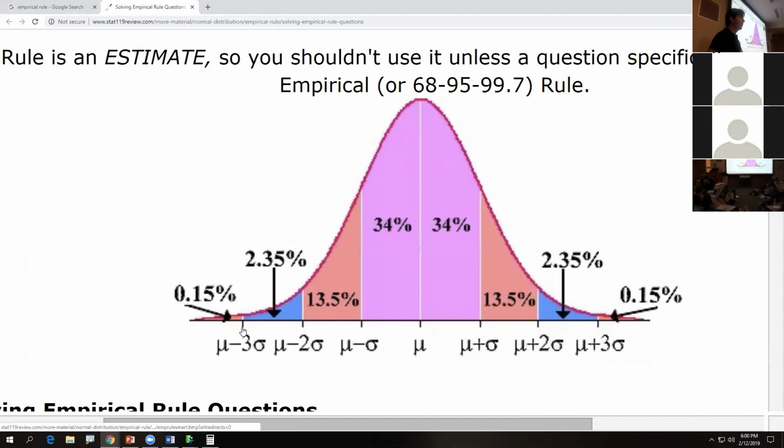Remember, this right here would be the 0.15 percentile, right? How much have we added up at this point? 2.5. How about here? 16. Then the middle point is what? 50. Now let's add 34 to 50, and we get 84. And then this is 97.5. Rather than adding up all the numbers, just remember how much is above here.